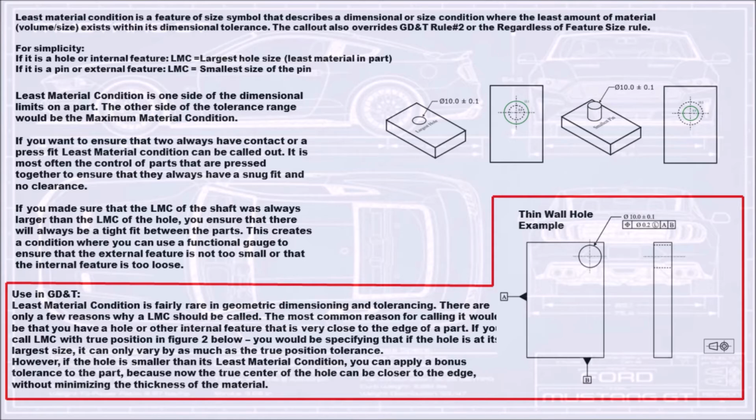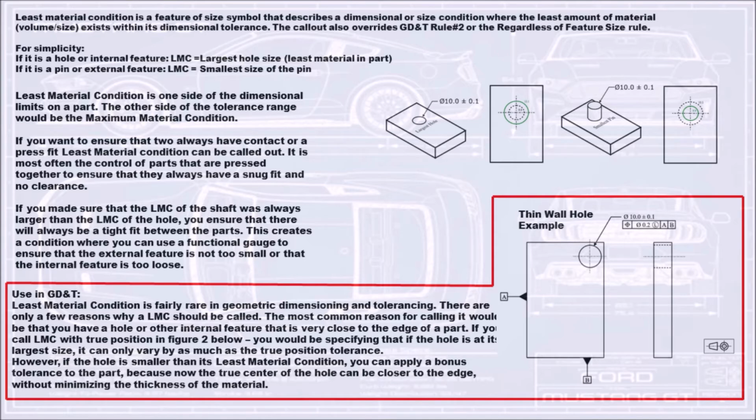Use in GD&T. Least material condition is fairly rare in geometric dimensioning and tolerancing. There are only a few reasons why an LMC should be called. The most common reason for calling it would be that you have a hole or other internal feature that is very close to the edge of a part.